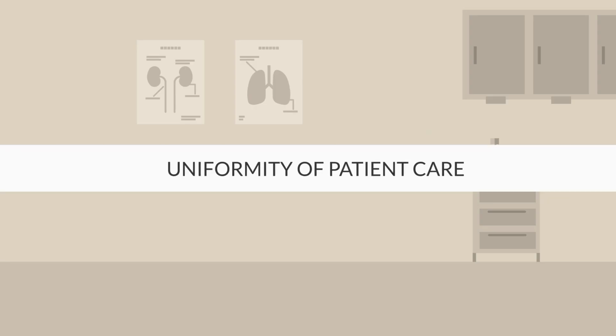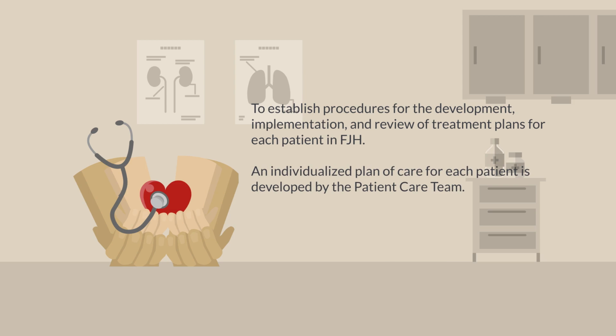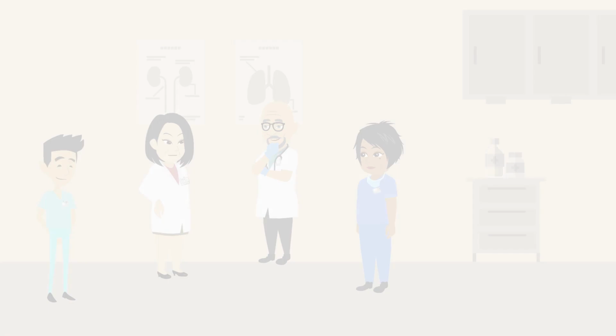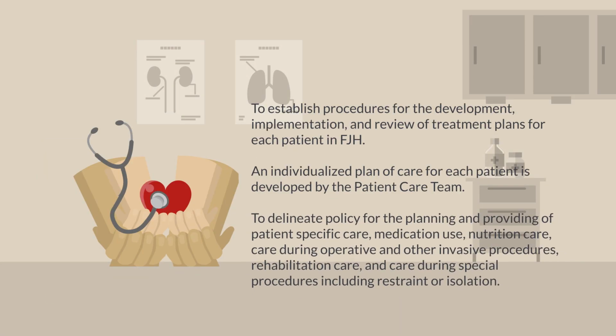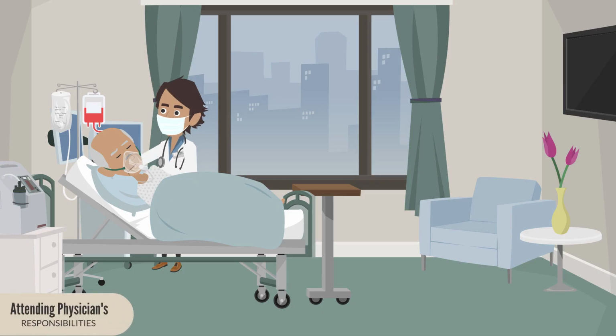The uniformity of patient care. To establish procedures for the development, implementation, and review of treatment plans for each patient in FJH. An individualized plan of care for each patient is developed by the patient care team. To delineate policy for the planning and providing of patient-specific care, medication use, nutrition care, care during operative and other invasive procedures, rehabilitation care, and care during special procedures including restraint or isolation. The attending physician responsibilities.